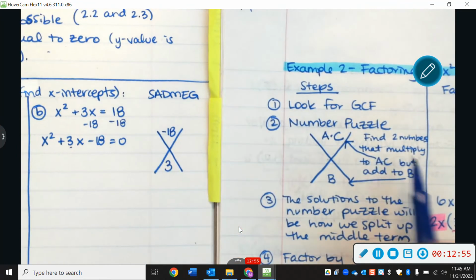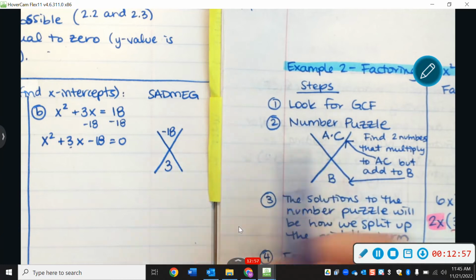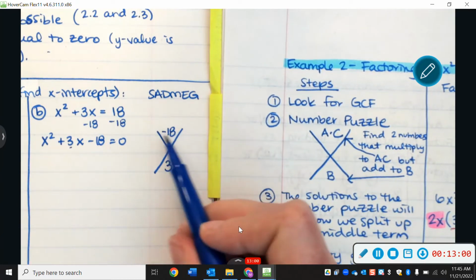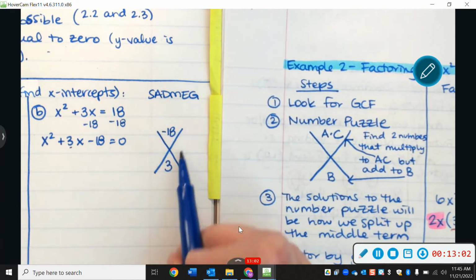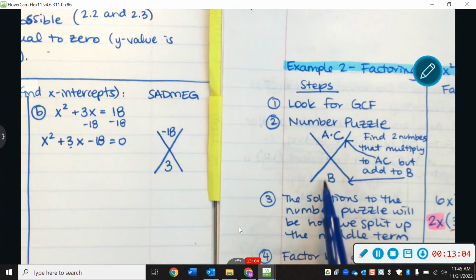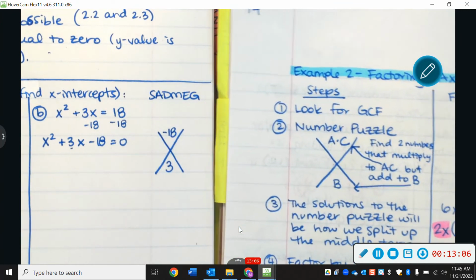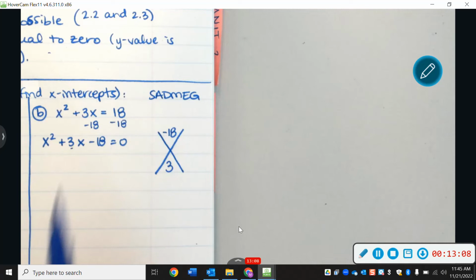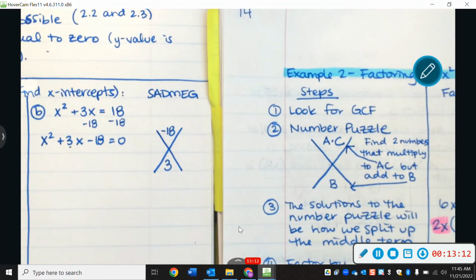And I'm looking for 2 numbers that multiply to be this top. So I'm looking for 2 numbers that give me negative 18. Those same 2 numbers should add up to be the bottom number. So take a moment, pause this, see if you can find the solutions to that number puzzle. I'll leave this here.